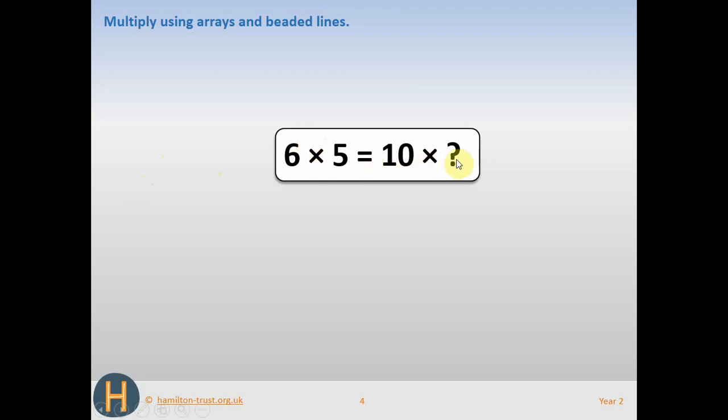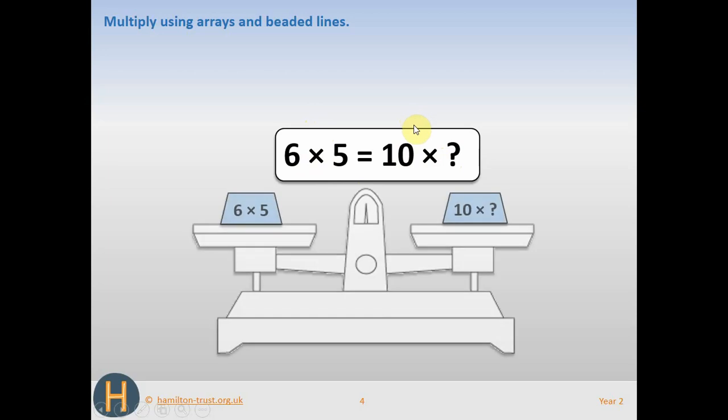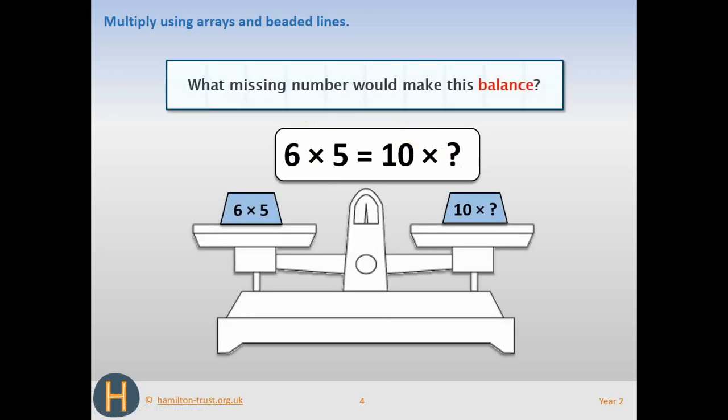10 times something is 30, well I can count up in them, can't I? 10, 20, 30, I've got 3 fingers. 10 times 3 is 30. So 6 times 5 is 30, I'd put it above. 10 times 3 is 30, I'd put it above. We could look at that on a scale and we would know what number would make it balance. 10 times 3 is 30, and that would go in there.